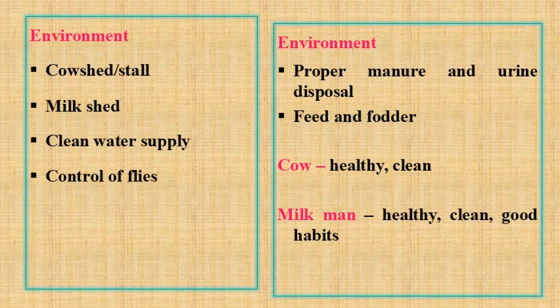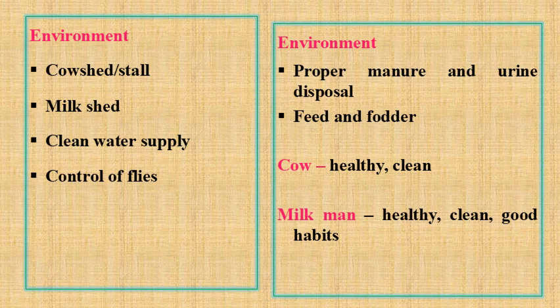So here again we will see a little bit more detail about the environment, which includes the cow shed or stall. So the shed or cow stall should be maintained clean. The dung should be cleaned properly and regularly. Even the urine smell can cause problems in the quality of raw milk. Then the milking shed. Again, it should be clean. There should not be any unhygienic conditions.